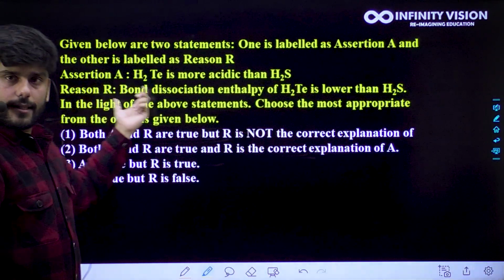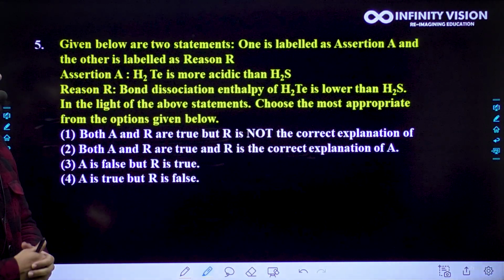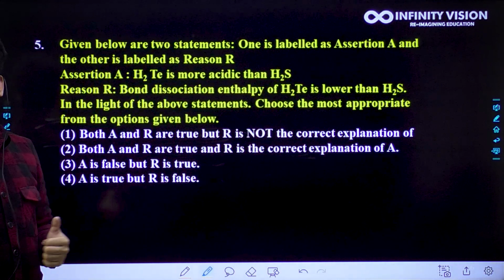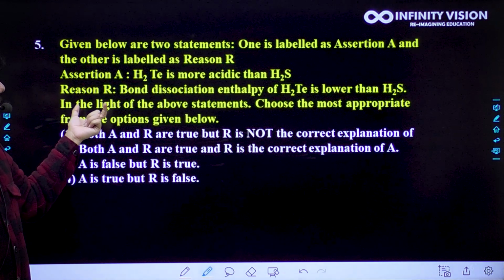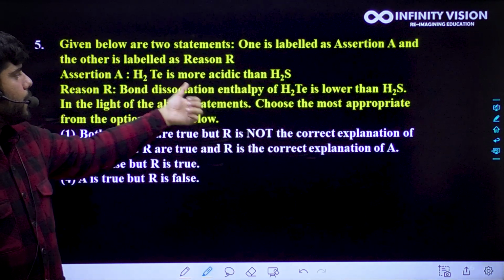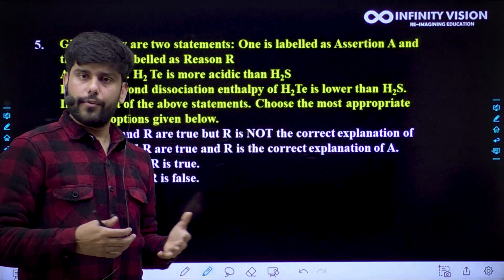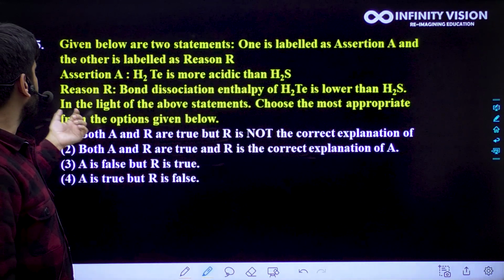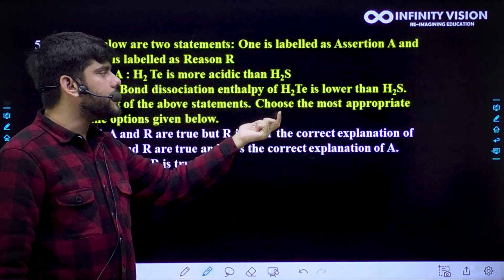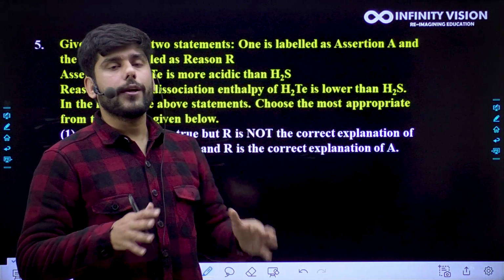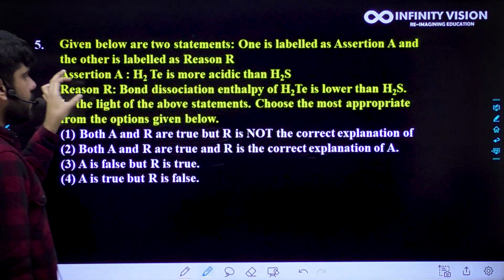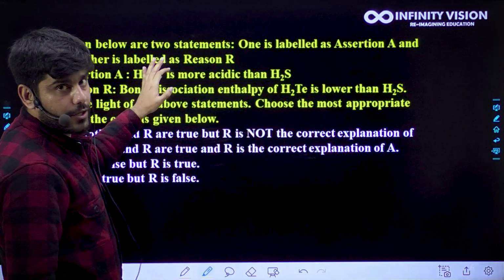So let us discuss this question. Given below are two statements. One is labeled as assertion A and the other is labeled as reason R. Assertion: H2Te, that is hydrogen telluride, is more acidic than H2S, that is hydrogen sulfide. Reason: the bond dissociation enthalpy of H2Te is lower than H2S. Now, this question is self-explanatory. Basically, both are correct. Assertion is correct and reason is the correct explanation of this assertion.